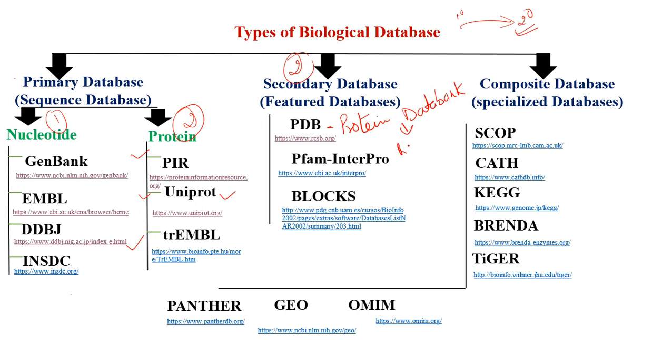and it is maintained by the RCSB. Sorry, it is not RSCB, it is RCSB. The full form is Research Collaboratory for Structural Biology. So what is it? It contains protein structures. The name itself says Protein Data Bank, but you can find some nucleotide data also, and some DNA structures are available in PDB, but very few compared to protein.